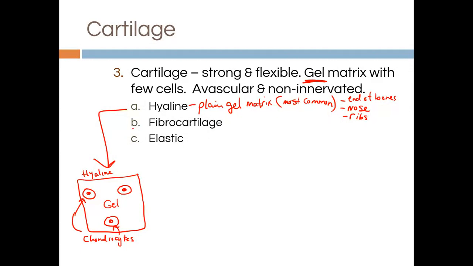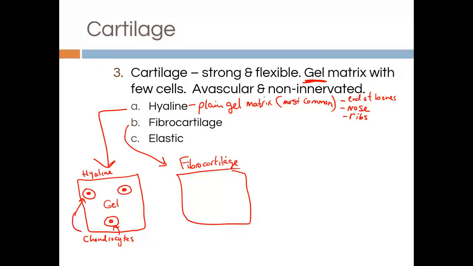Now, let's say we want to take hyaline, and let's say hyaline wasn't getting it done for us. We could use fibrocartilage. So fibrocartilage looks pretty much the same. We still have those same chondrocytes.